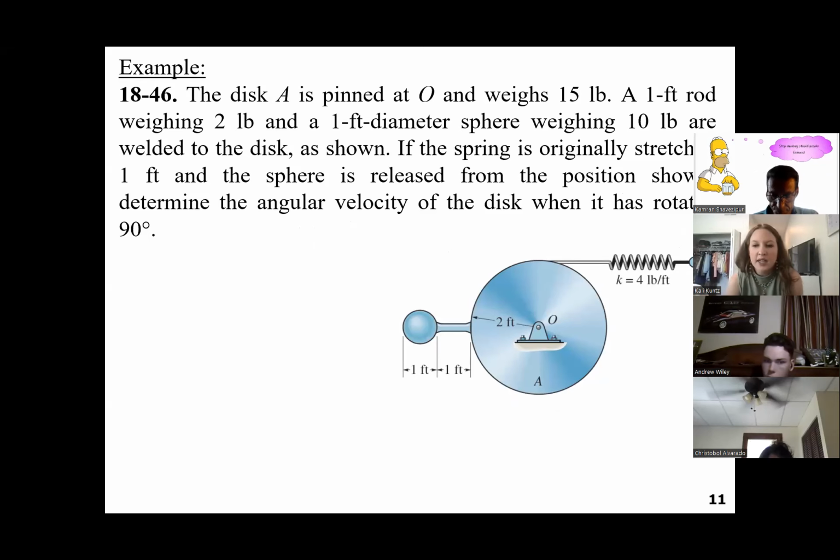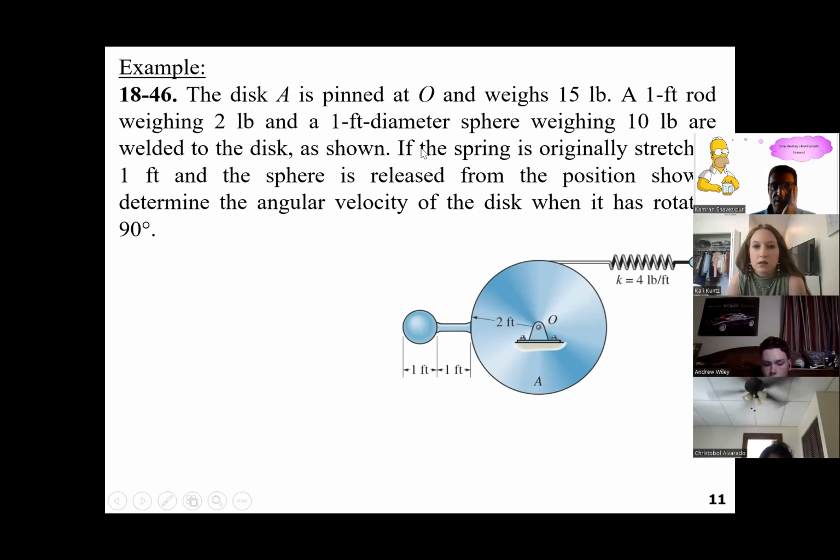So in this problem, as you see, you have a disk. So your rigid body has a little complicated shape, which means you have to find moment of inertia for all of this. This is a disk with a weight of 15 pounds. You have a 1 foot rod with a weight of 2 pounds and a sphere of 1 foot diameter, which is 10 pounds. They are welded, connected as one piece, one rigid body.